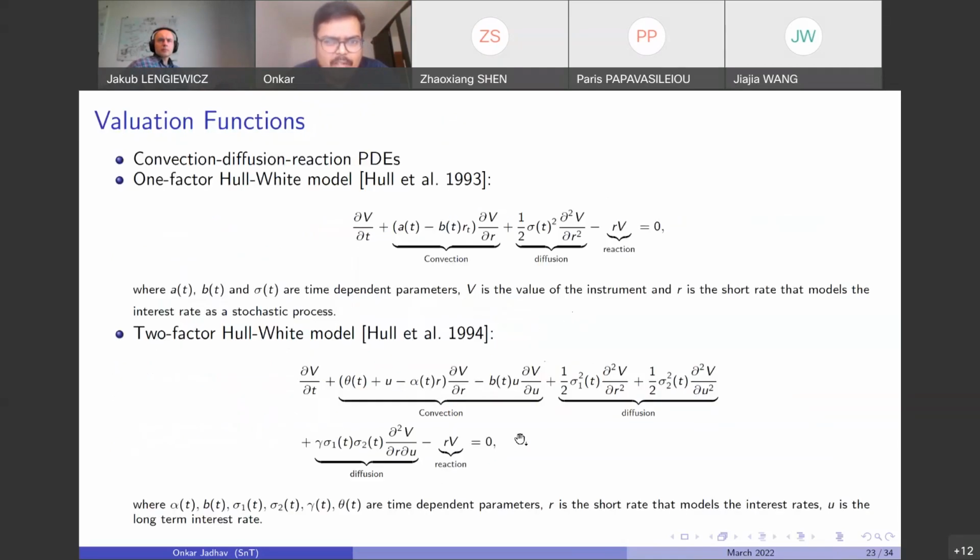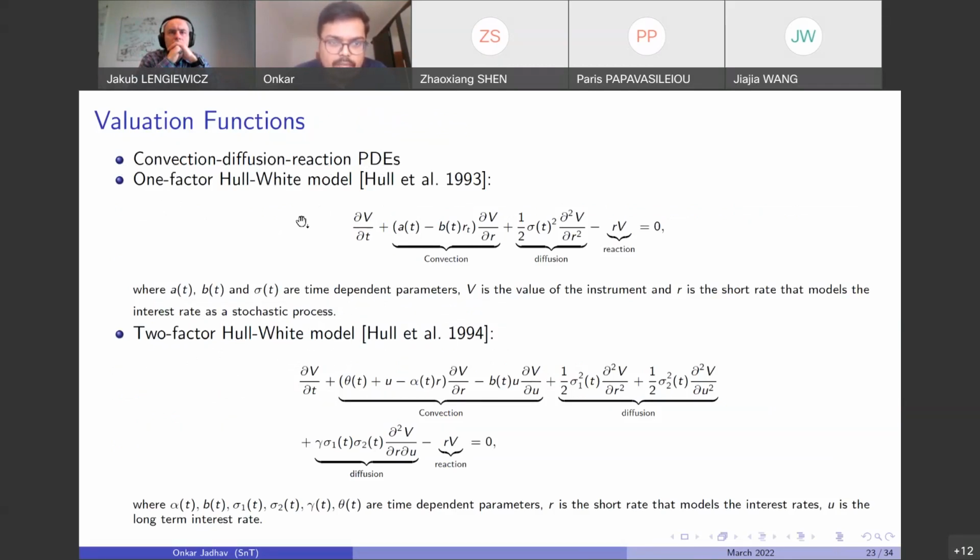There are different financial models, and usually the financial model is selected based on the underlying financial instrument. In my work, I have used convection-diffusion-reaction partial differential equations, and mainly I concentrated on two financial models which are quite well known in the current financial market. The first one is the one-factor Hull-White model, and the second one, its extension, developed again by Hull and White, is called the two-factor Hull-White model, as shown over here.